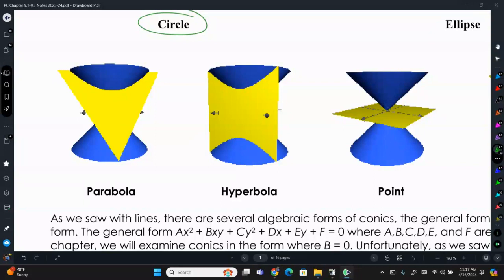So if our plane is sloped in a way where it only touches one of the cones, but it keeps going past it, goes to the top of the cone or the base of one of the cones, then that is a parabola. Okay? And that's going to be the second shape we study.